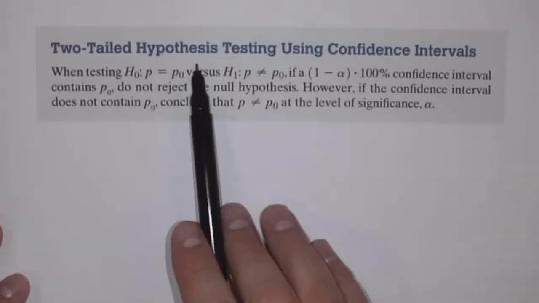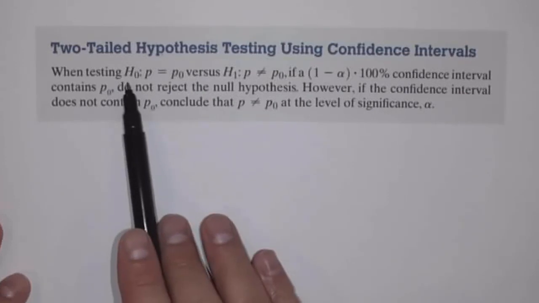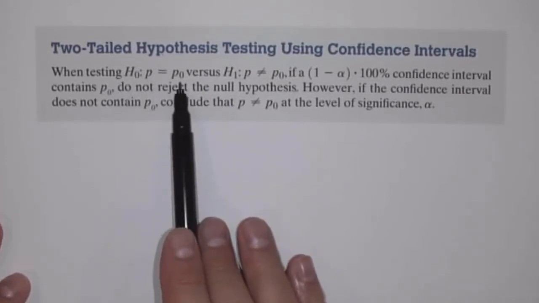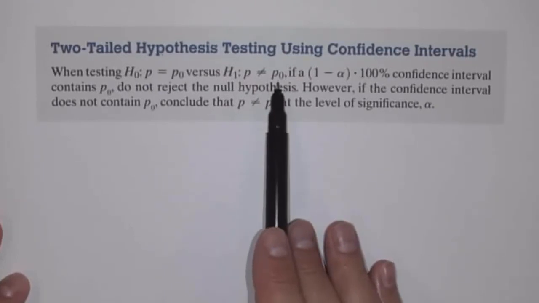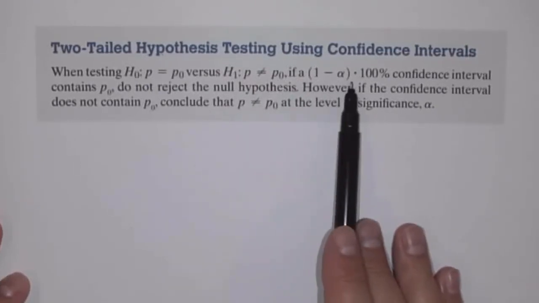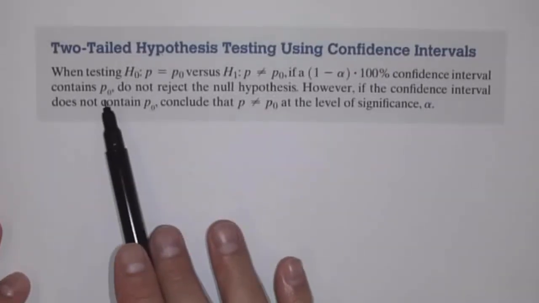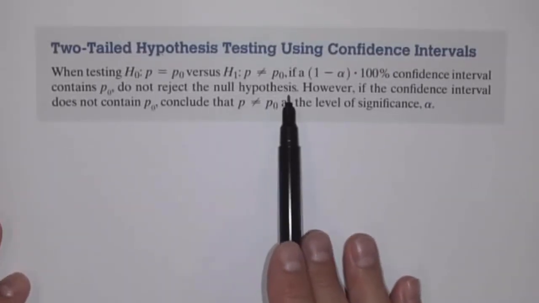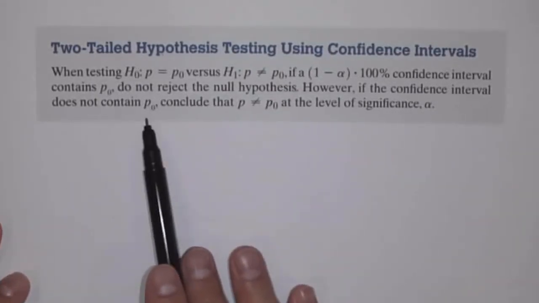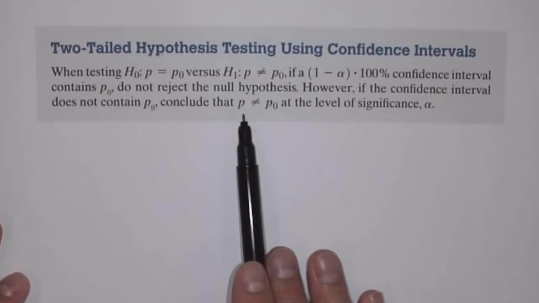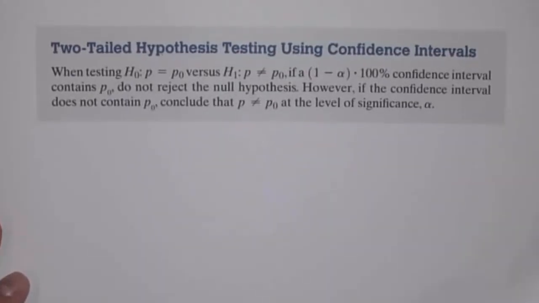So, two-tailed hypothesis testing using confidence intervals. When testing H0: P equals P0 versus H1: P does not equal P0, if a (1 minus alpha) times 100% confidence interval contains P0, do not reject the null hypothesis. However, if the confidence interval does not contain P0, conclude that P does not equal P0 at the level of significance alpha.